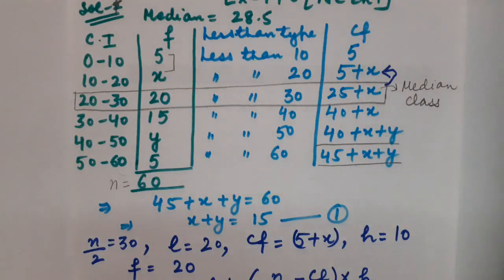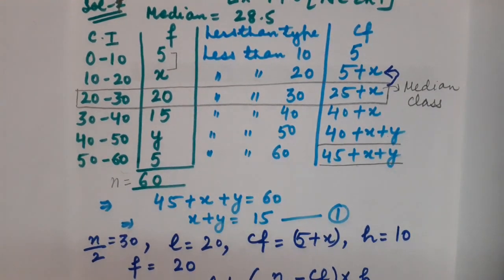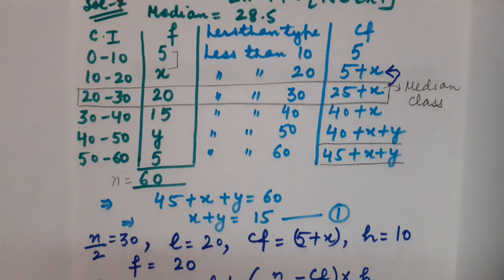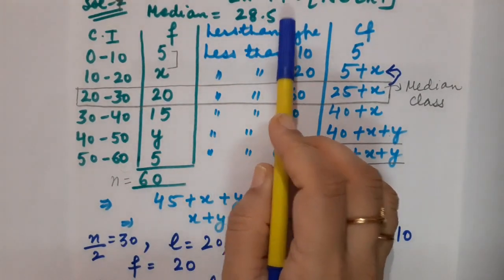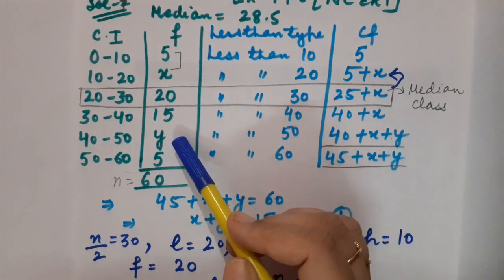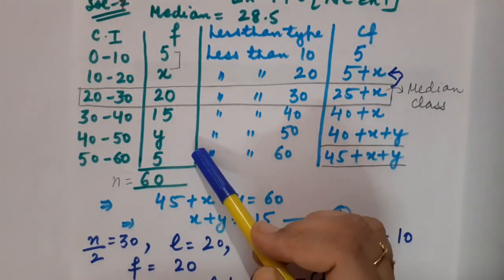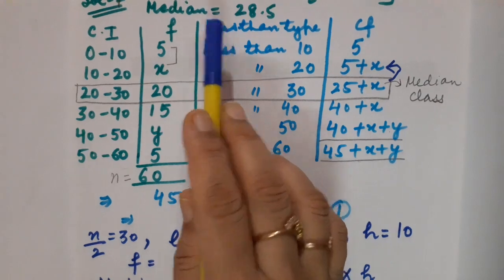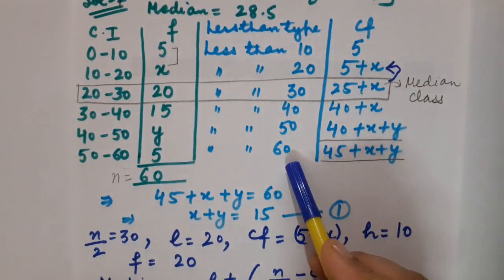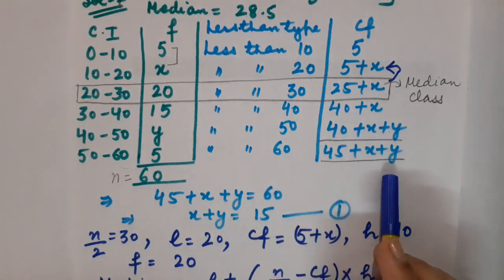Now children, have a look at the solution of the next question, which is the 7th question. Here we have the median given, that is 28.5, and we have class intervals as well as frequencies given. In that there are two frequencies which are missing. So we are just going to calculate the missing frequencies. As it is median, it can be calculated using less than type. So the less than cumulative frequency distribution table is ready.